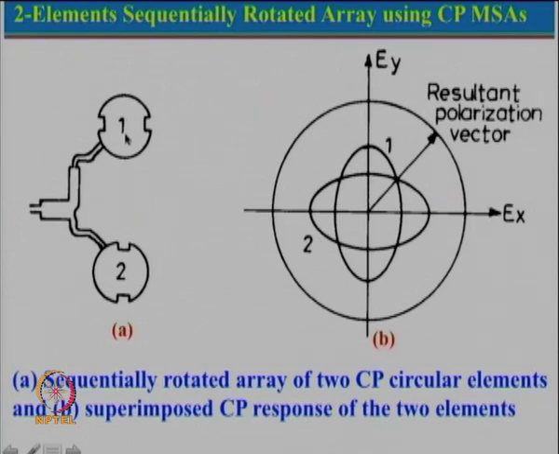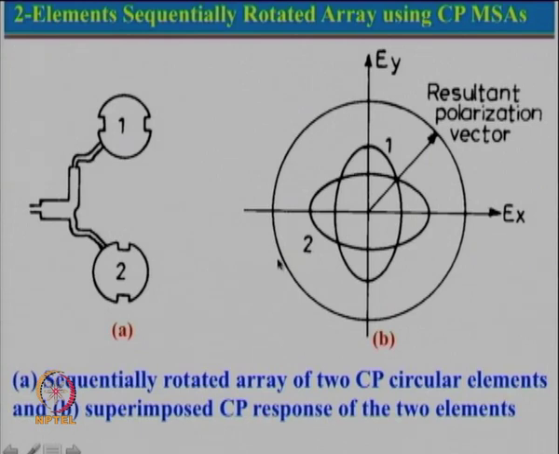Now, just think about these two patterns, and these two patterns are at 90 degree. So, what will be the resultant one? Resultant will be nothing but Ex square plus Ey square. So, if you look at the resultant here for this particular thing, we can actually see we will get a perfect circular polarized antenna.